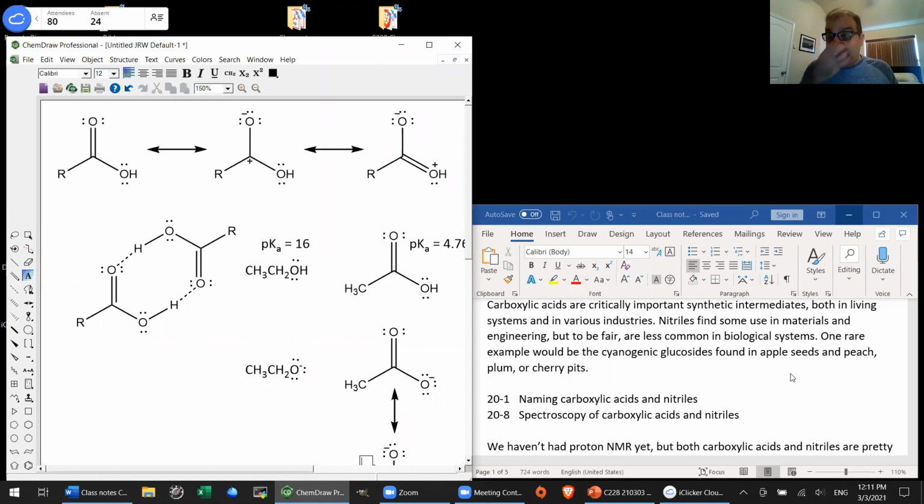There are carbohydrates, or carbohydrate derivatives, I should say, that have carboxylic acid functional groups. Some of these are pretty important. Your aldaric and aldonic acids. We'll get to them when we do the chapter on carbohydrates.